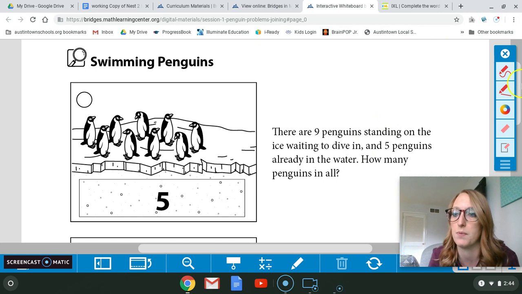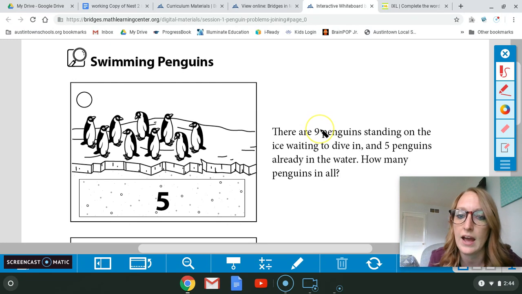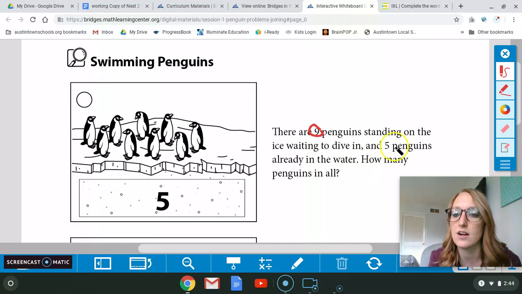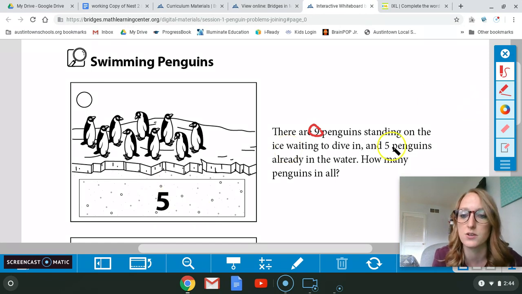So we have 2 groups of penguins here. So let's look back and circle our numbers. How many were standing on the ice? We have 9. Now, if you look in the picture, they have 1, 2, 3, 4, 5, 6, 7, 8, 9 standing up here on the ice. And then it says there are some that are in the water already. How many are already in the water? 5. Do we see the ones underneath the water? We do not. They did this on purpose, okay, so that you can't just count all the penguins over here. You have to actually do some math.